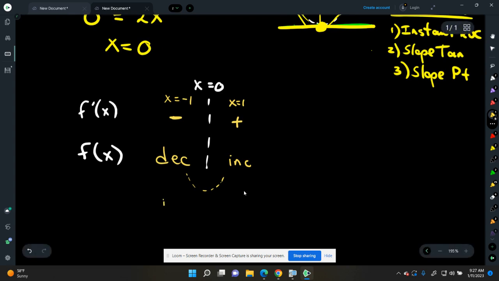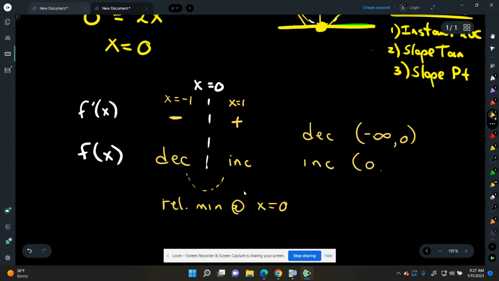So I have a relative minimum at x equals 0. It is decreasing on the interval of everything less than 0, so from -infinity to 0, and it is increasing from 0 to +infinity.